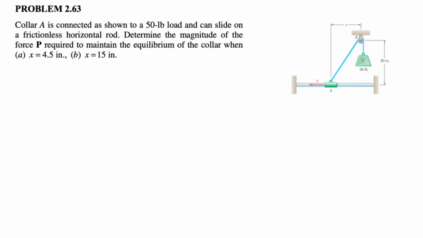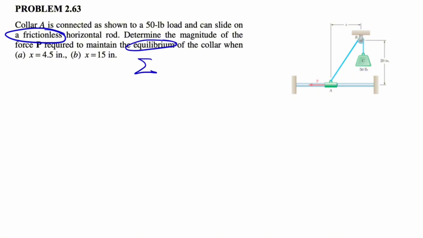We're going to be solving question 63 from the second chapter of the Beer & Johnston textbook, Engineering Mechanics, and we have a collar A that is connected, as we can see, to a 50-pound load that can slide on a frictionless horizontal rod. By frictionless, the question is referring to no horizontal force needing to be considered since the surface is frictionless. And we need to determine the magnitude of the force P that is required to maintain equilibrium.